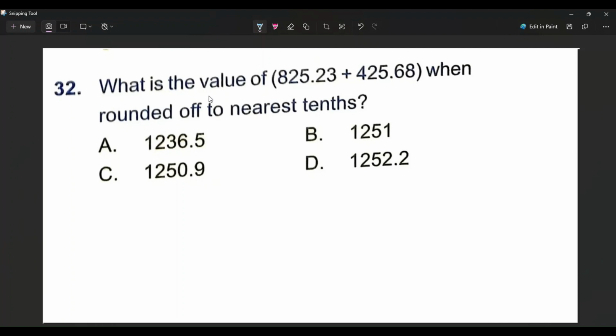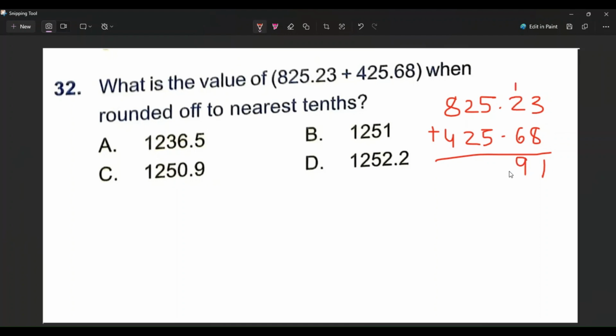32nd question. What is the value of 825.23 plus 425.68 when rounded off to nearest to tenths? So first let's add these given numbers. 825.23 plus 425.68. So 3 plus 8 is 11, 1 carry. 1 plus 2, 3, 3 plus 6, 9. Put point. 5 plus 5, 10, 1 carry. 1 plus 2, 3, 3 plus 2, 5. 8 plus 4, 12. So now we got the number.